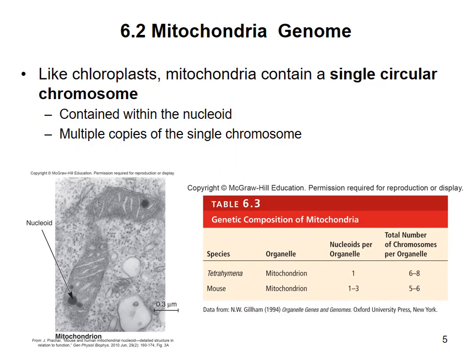The DNA that's in the mitochondria, as I was mentioning before, is also going to be singular circular chromosomes, and very similar to the chloroplast, it's going to be housed within the nucleoid.